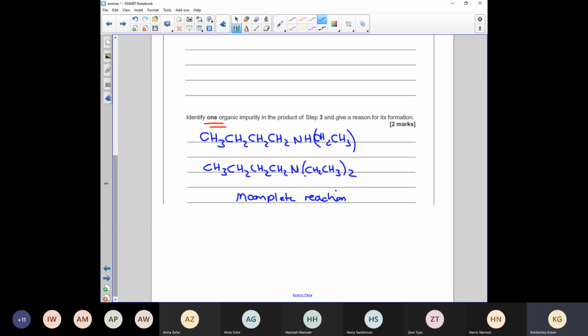Because it's a further substitution reaction, this will probably have been made first, and then that would have followed on and reacted and formed that, and then this would have formed, and you would have ended up with the final product. So this is what you finally get. So those would be impurities. When it is an organic impurity, it has to be something with the carbons in, just to make you aware. And why would it happen? An incomplete reaction.